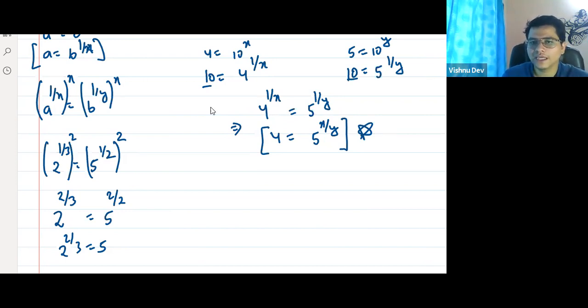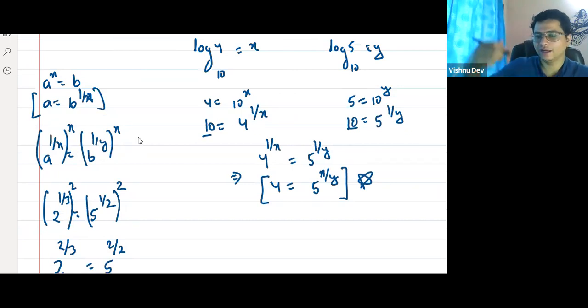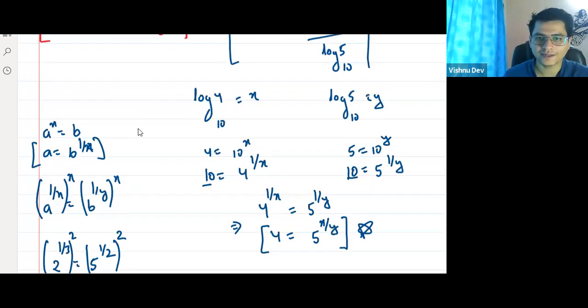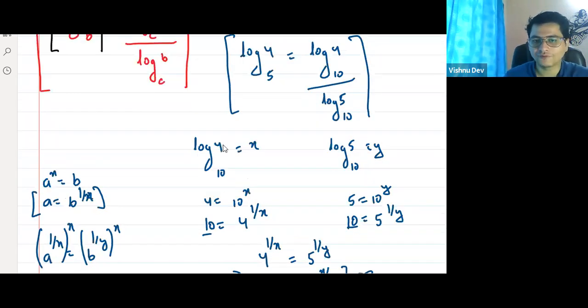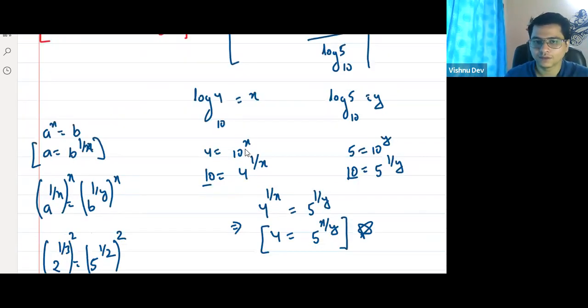If you write it yourself once, you will understand, right? When I'm teaching, write it down along with me, right? Then you will get a better idea. So I'll just explain once again. So here I've taken log 4 base 10 as x, log 5 base 10 as y. I assumed it, right? x and y are nothing, I have assumed them. So 4 is equal to 10 to the power x using the property, right? And 5 is equal to 10 to the power y.